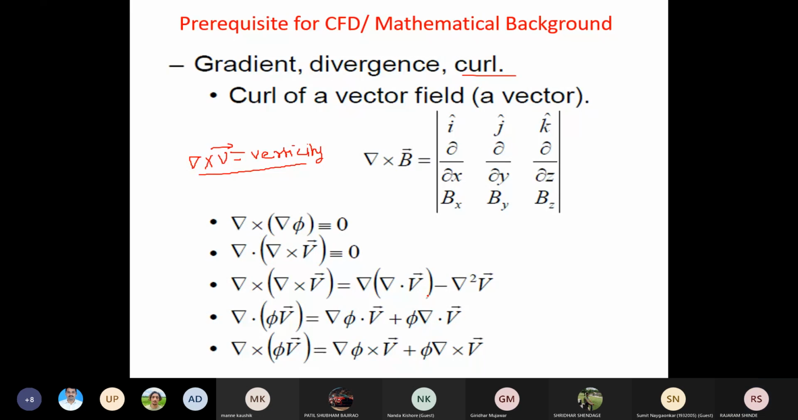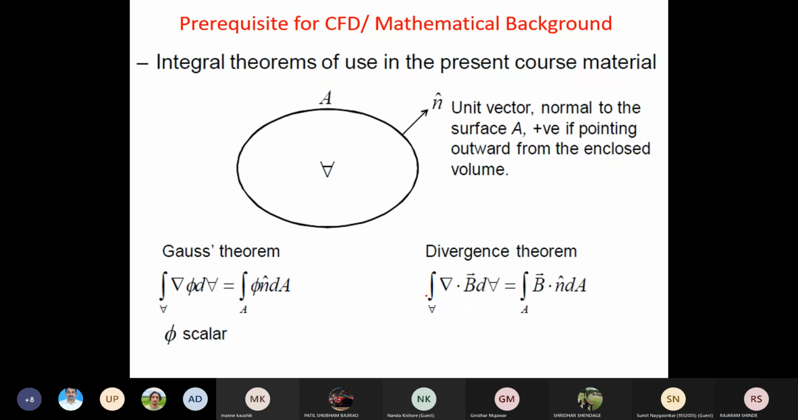Okay. Now this is one integral theorem which is used to convert surface integral to volume integral and volume integral to surface integral. There are two theorems. One is the Gauss theorem and one is the divergence theorem. Now for this, suppose this is a control volume, and this is a unit vector normal to the control surface A. If this vector is pointing in the outward direction from the enclosed volume, then it is taken as positive.